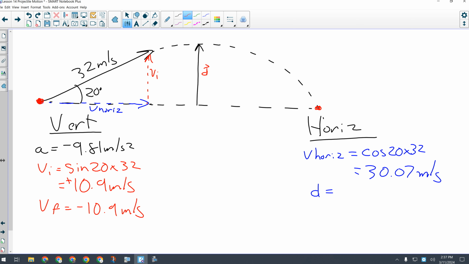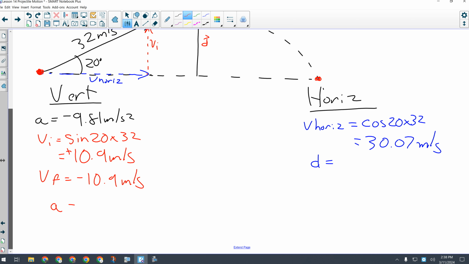Time. I'm missing time. Okay, we know we have to use v equals d over t for the horizontal part because the speed doesn't change horizontally. Okay, can I get time with these three things? VF, VI, and A, do I have a formula that's got those three things with T in it? I do. Learned it last year in Science 10.